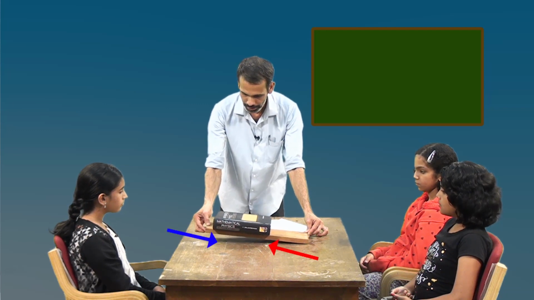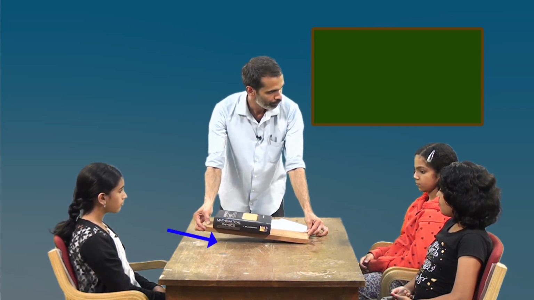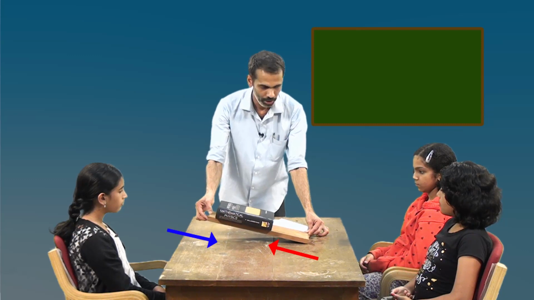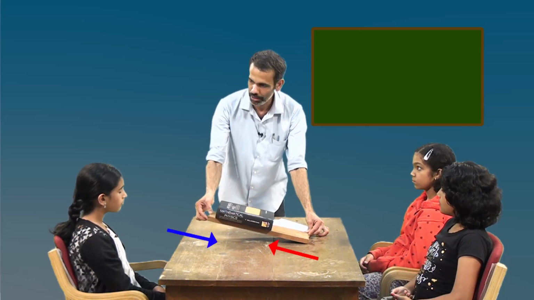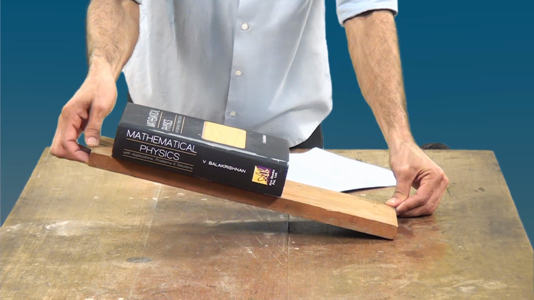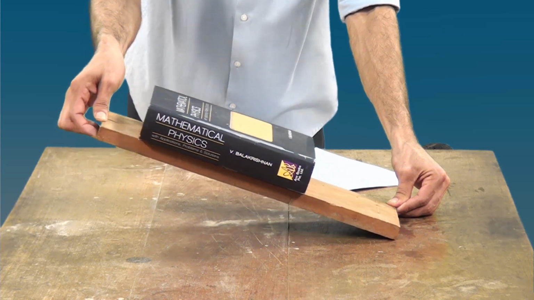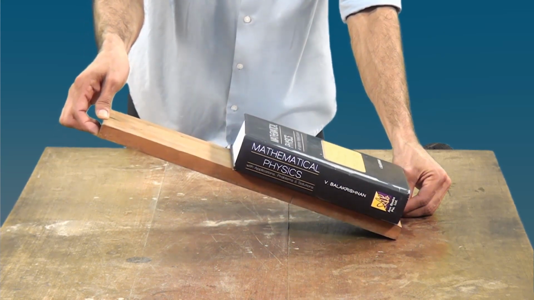See, I have kept one book on the top of a wooden plank. What I am going to do is tilt one end of this plank slowly. See, when I tilt, the book is at the same position. If I tilt more, the book is again at the same position. If I tilt more, slowly the book starts to slide down and it comes down.